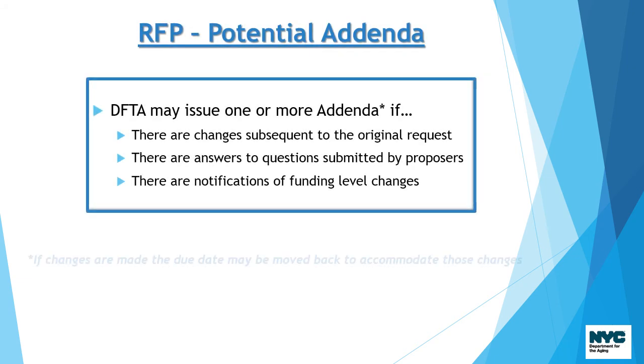While not included in the originally issued RFP, DFTA may issue 1 or more addenda to the RFP. Addenda contain important information about changes to the RFP and will tell you if DFTA is replacing or adding certain language. Sometimes an addendum will answer a number of questions submitted by proposers to the RFP or contain funding level changes. If changes are made to the RFP, DFTA may change the due date to accommodate the changes, and that will be done in an addendum.